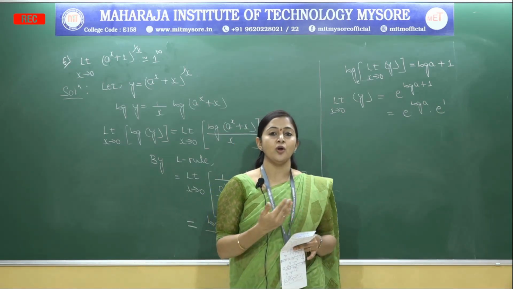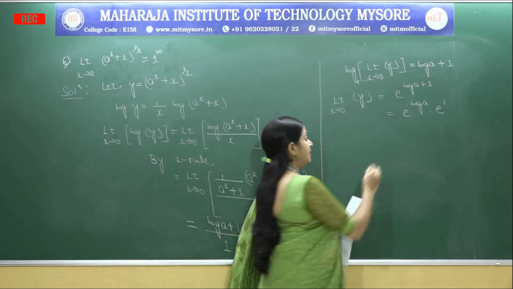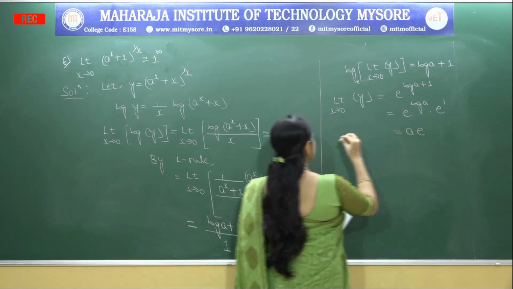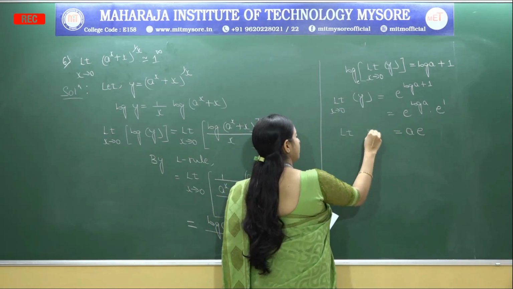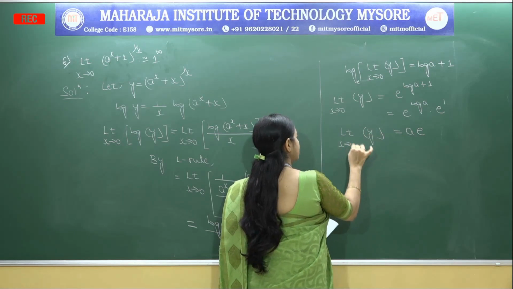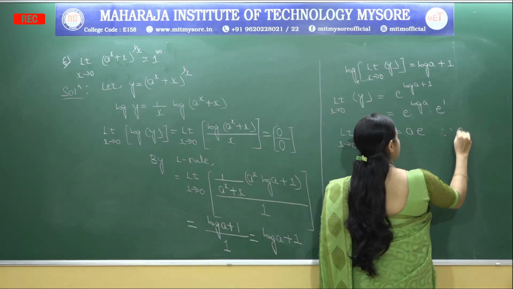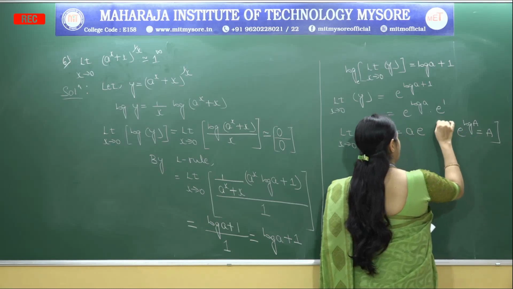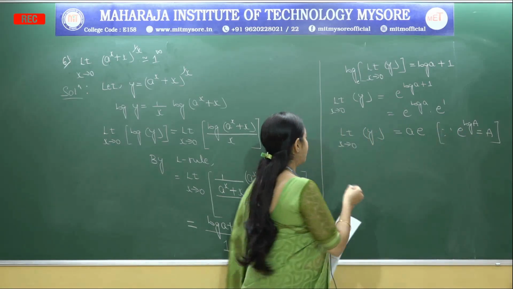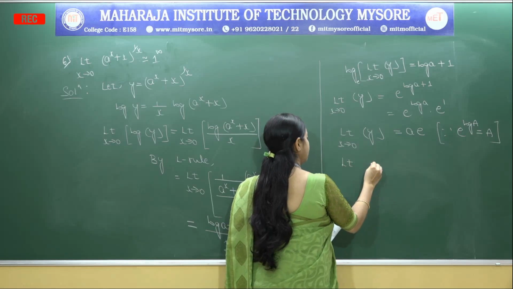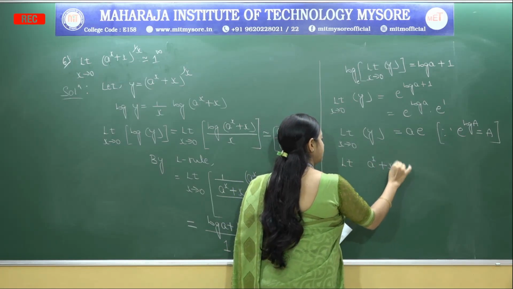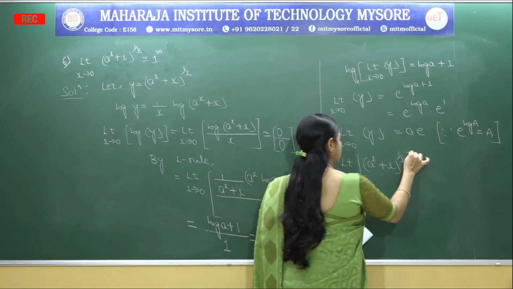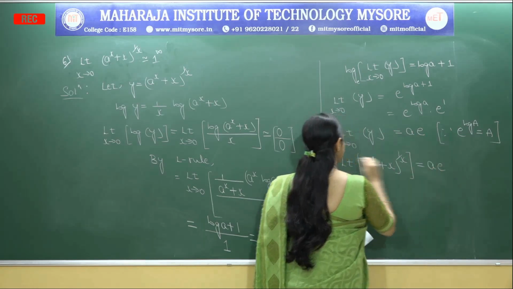Since you know the property e power log a can be written as a, you can write this part as a. You rewrite this term, the limit of y as x tends to 0. Next, substitute for y, it is a power x plus x power 1 by x as x tends to 0. This equals a into e.